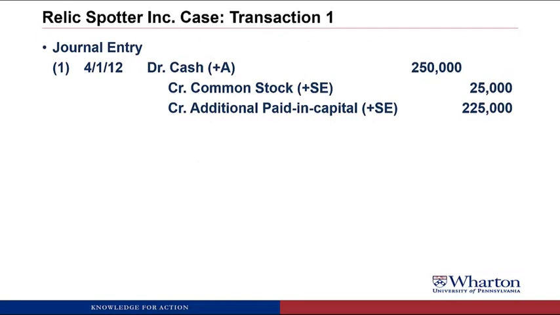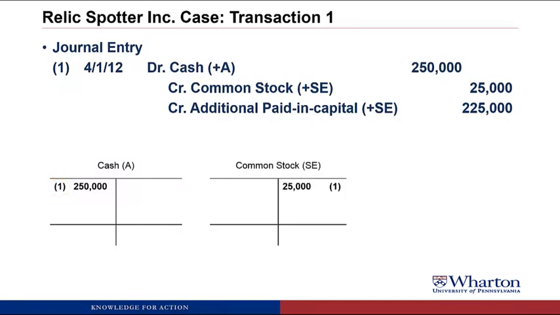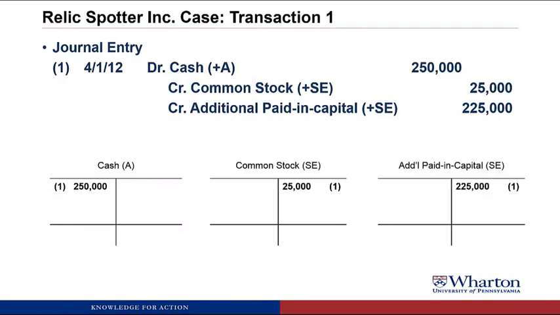After we do the journal entry, we need to post these amounts to T accounts where we can keep a running total of the balance in each account. So we create a T account for cash, put the $250,000 on the debit or left-hand side. We put a little 1 there so that we can trace this number back to the original journal entry in the general journal. We create a similar T account for common stock. Of course, the balance is on the credit side, and the same thing for additional paid-in capital.